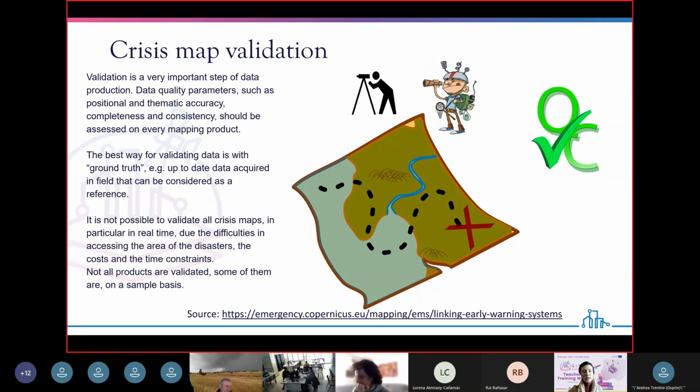The quality control is done internally, and even in the case of Copernicus it is also done by the Copernicus team, so that at least the major mistakes are avoided, so that the consistency, everything that can be checked without going in the field, is checked.